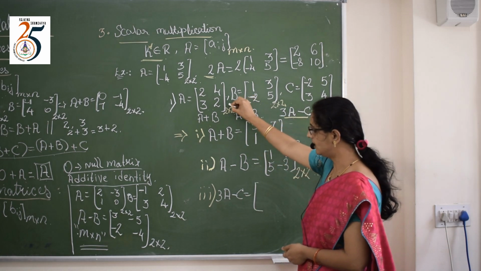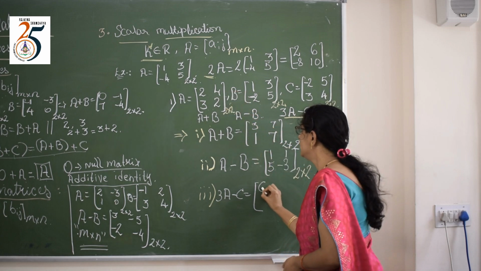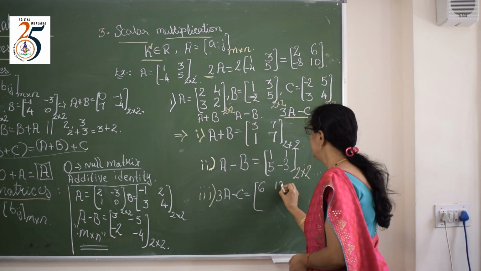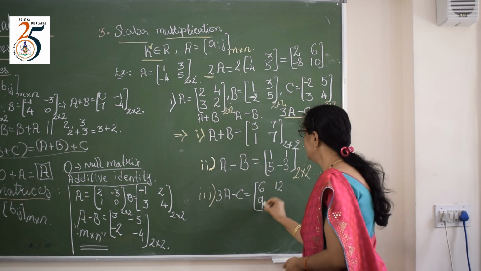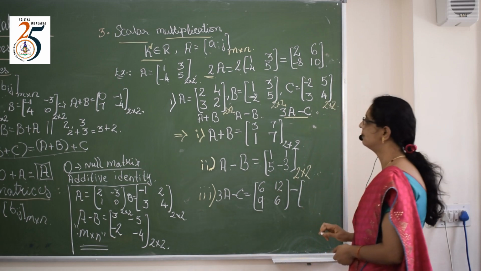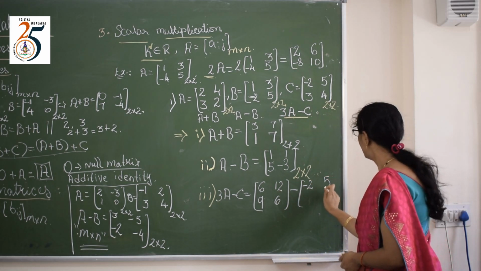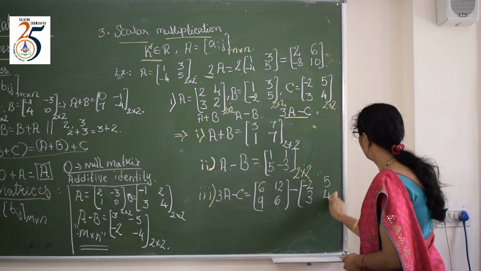Already A is given. First multiply it with 3. 3 into 2 gives us 6 and 12. This is 9 and this is 6. Let us write down the matrix C once again. Minus 2, 5, 3, 4.